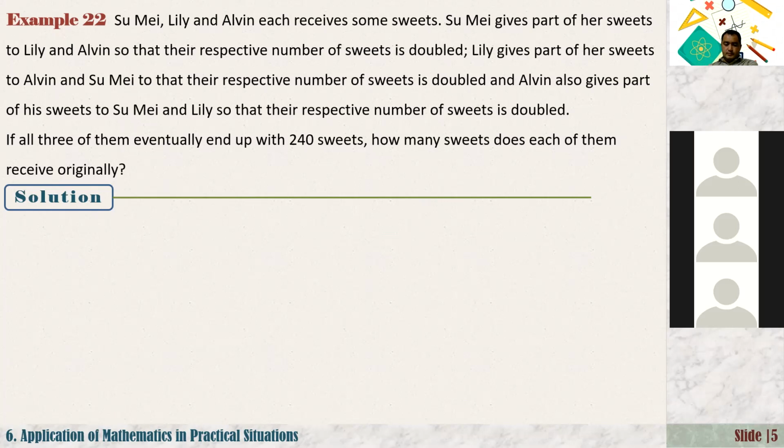Teacher, it means like then Lily gave part of her sweets to Alvin. It means the continuation of the one before? Yeah, actually, they are just exchanging. The first one, Sume is giving to two of her friends, and the second one, Lily is giving some, and the third one, Alvin is giving some.